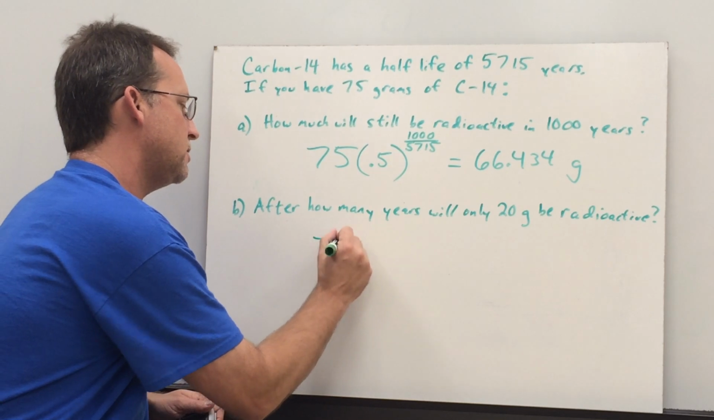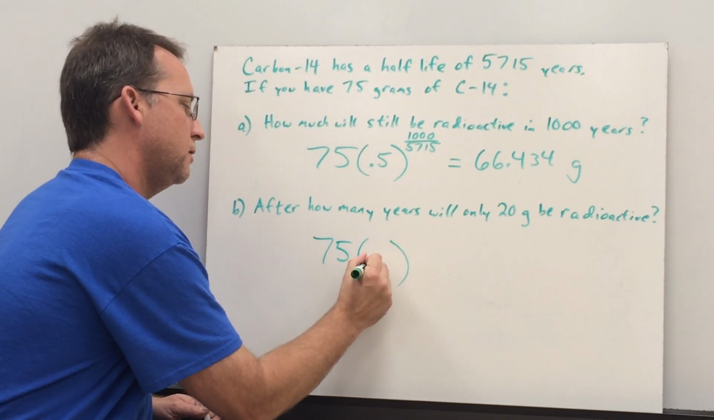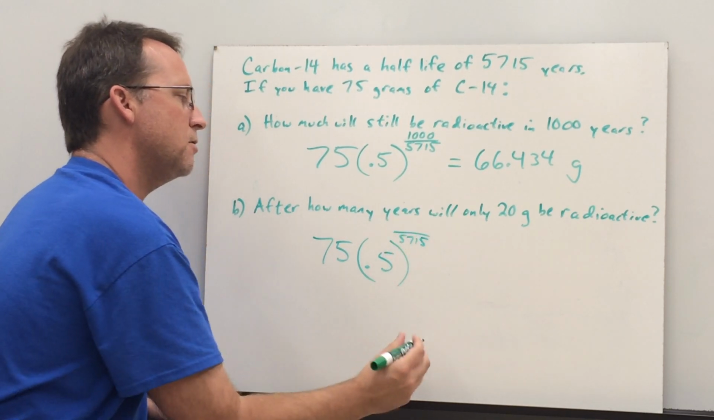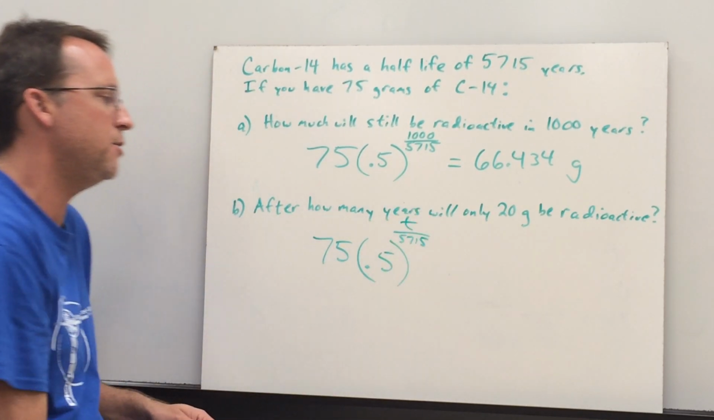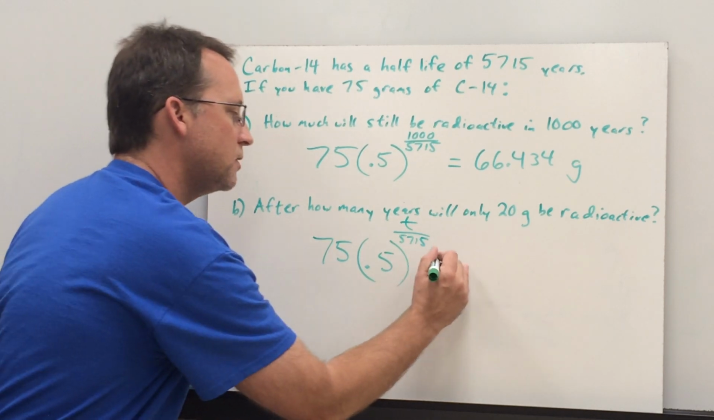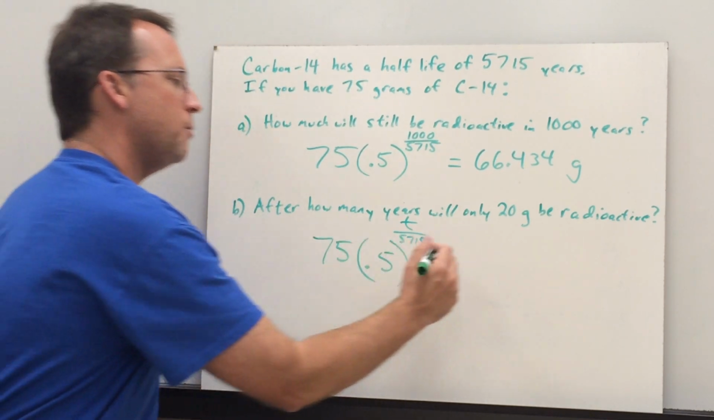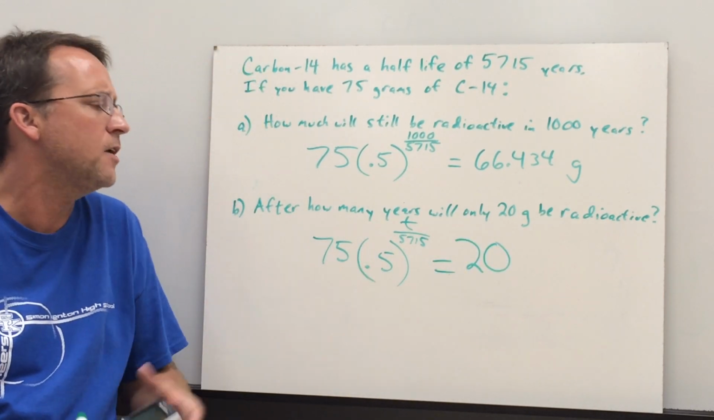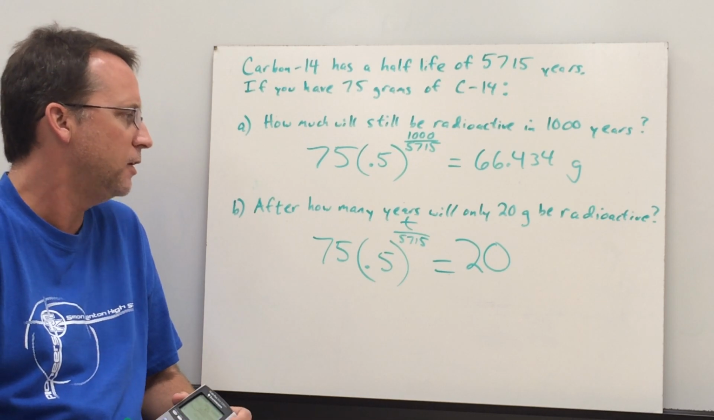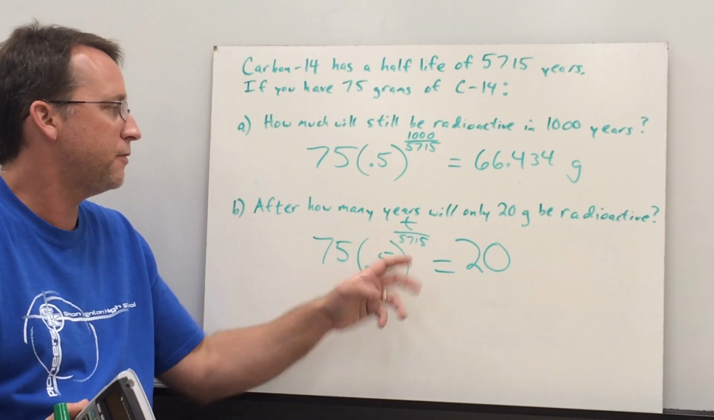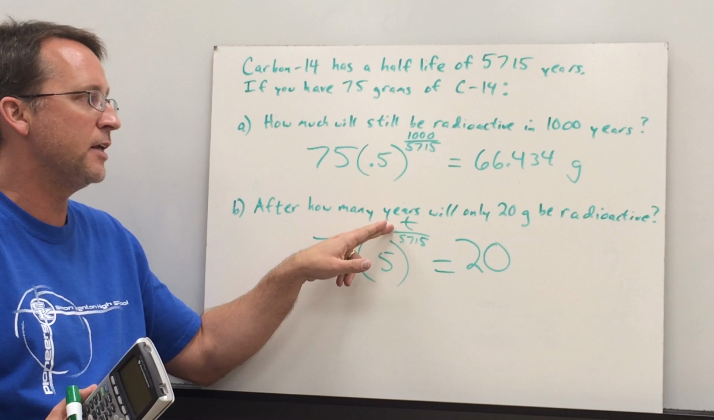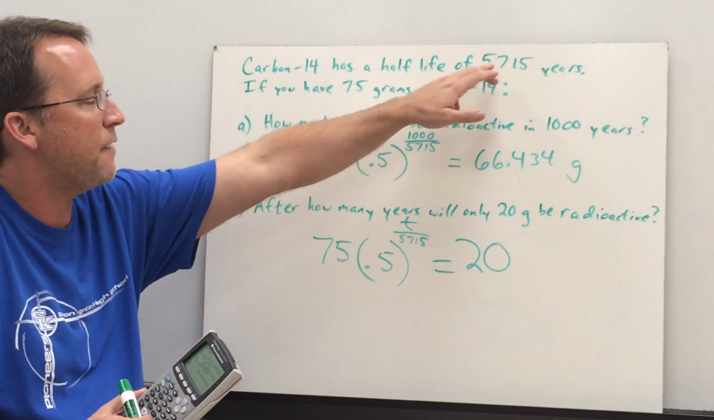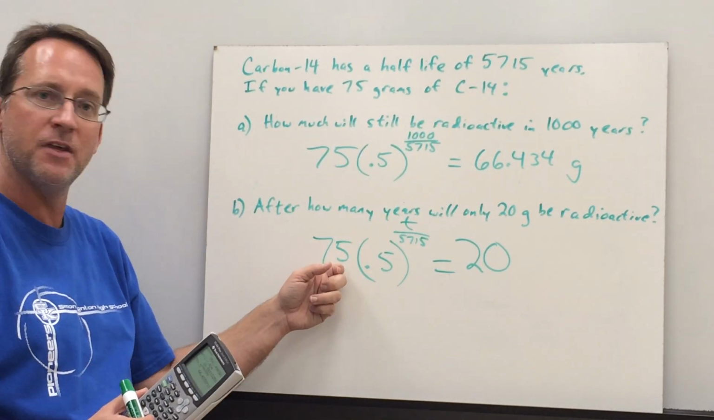So, starting with 75 grams, the half-life of 5,715 years, how many years will it take? What's the value of T that I can use where I just end up with 20 grams that were radioactive at the end? Here's the equation that I'm trying to solve here. If you're going to do this with a graph, understand that it's going to be a really, really large value of T, because after this many years, half of this is still radioactive.